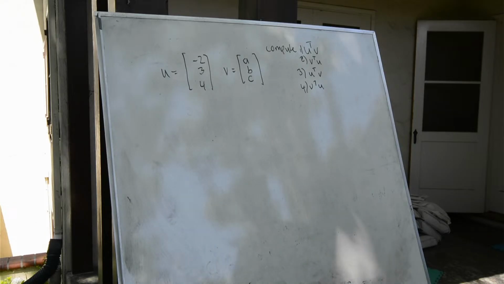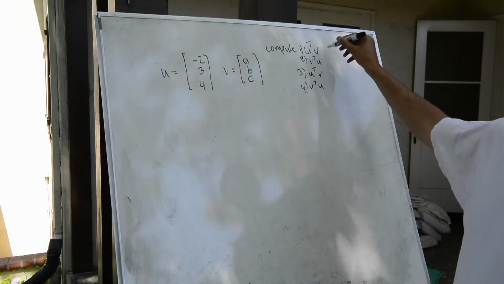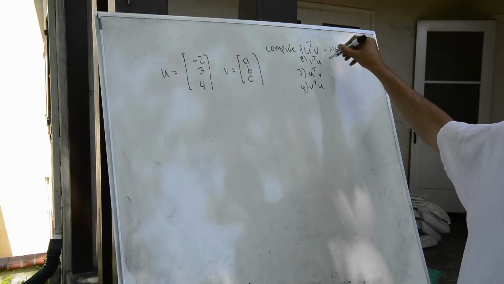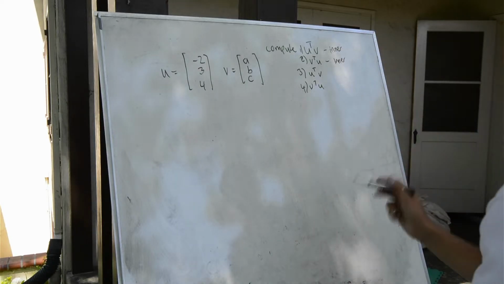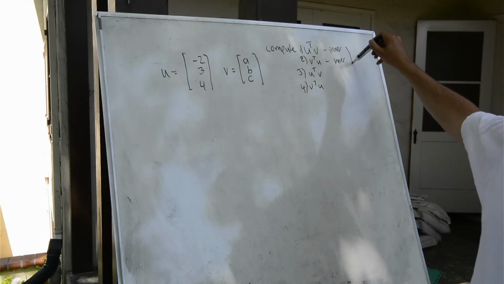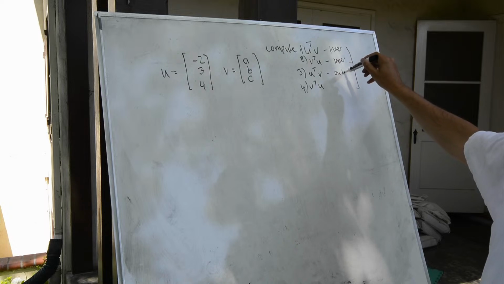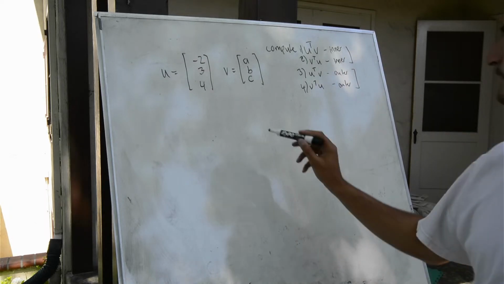Okay, so this is inner. This is also inner. And I expect these to be equal, and so do these. So this is going to be outer and outer.